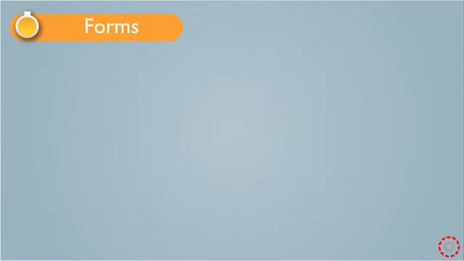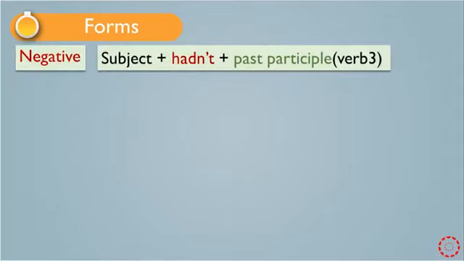Let's come back to the forms of past perfect. How can we negate past perfect? We just add not to had. As you see at the beginning we have subject and then we have hadn't. We can say had not, and also you can use the contraction form. You can say hadn't and then past participle, as we mentioned before.